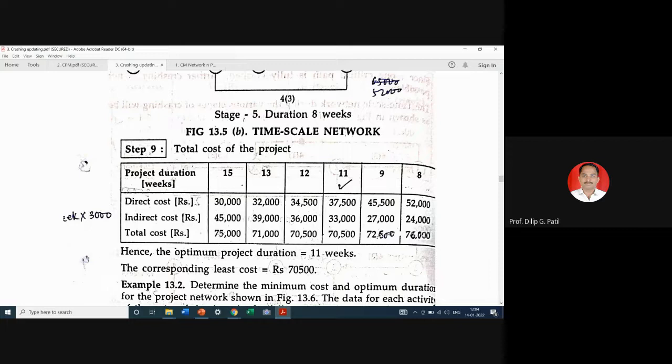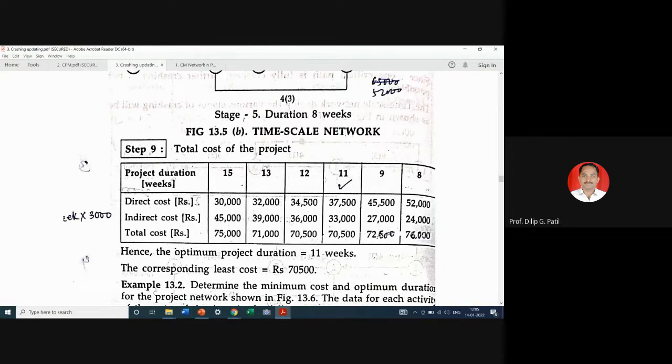at the normal duration the project cost is 75, then for 13 it is 71, for 12 it is 7500, then for 11 also 7500, and here you can see that there is a trend of increasing. For 9 weeks it will be 70,500, and for 8 it will be 76, like this. So you will select the minimum project cost as 70,500 and its respective duration.